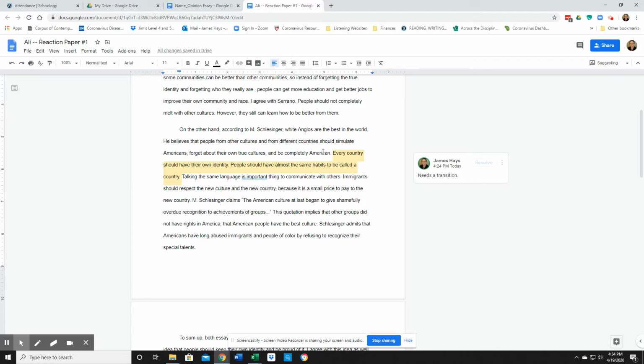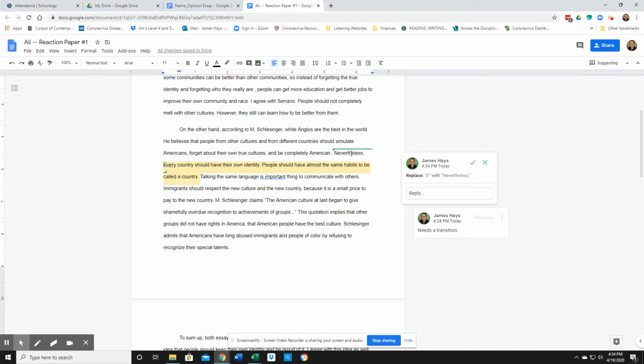Okay. Now, so if you look at this thing, what it needs is a transition right here. So what I'll do is show you what he should have done before he pushed resolved. Okay. He should put nevertheless. It's one way to do it. Nevertheless, because he's changing ideas here. Then, of course, he has to change the E to make it a small e. And then he would click accept on that one.